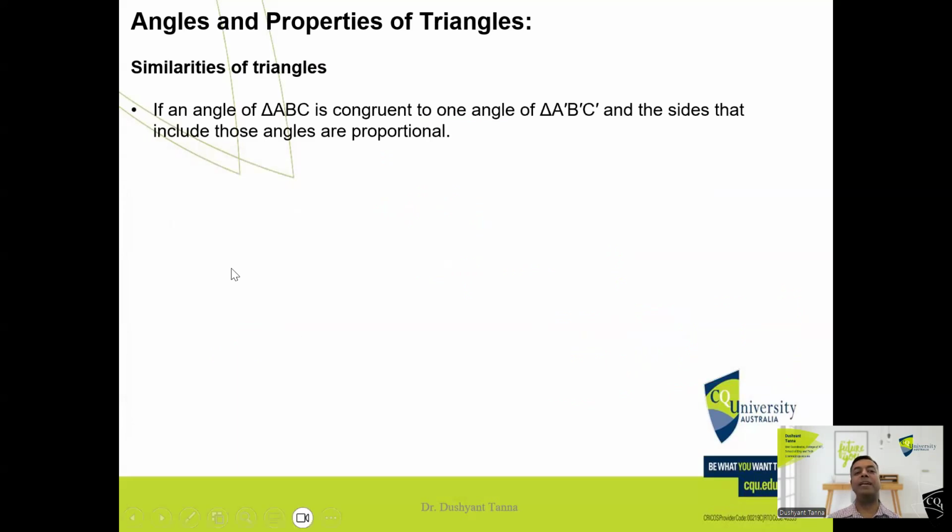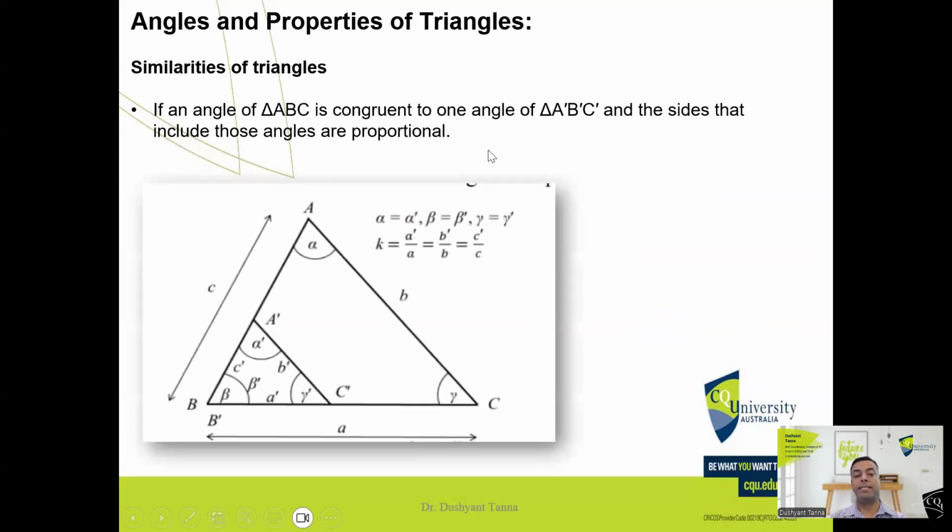One more. If angle of ABC is congruent to one angle of A dash and the sides that include it are proportional. Again, this is wrong. I don't know why it's not captured.